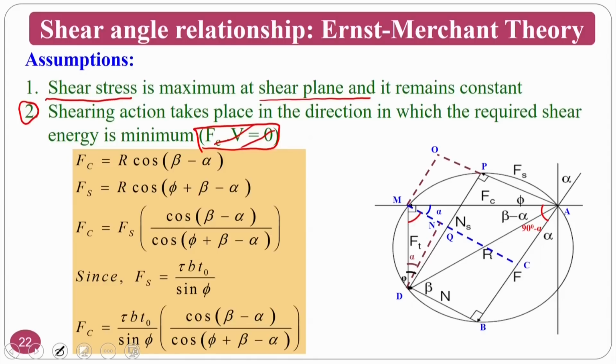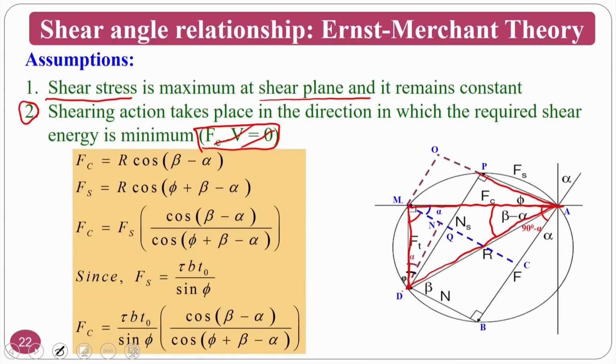So now the Fc and Fs, these are all measured. Fc is nothing but cos beta minus alpha. Now Fc, you can say in terms of R, the resultant, cos beta minus alpha, okay. This is the adjacent side of the triangle. And now Fs equals R cos phi plus beta minus alpha. So now Fs is this one.